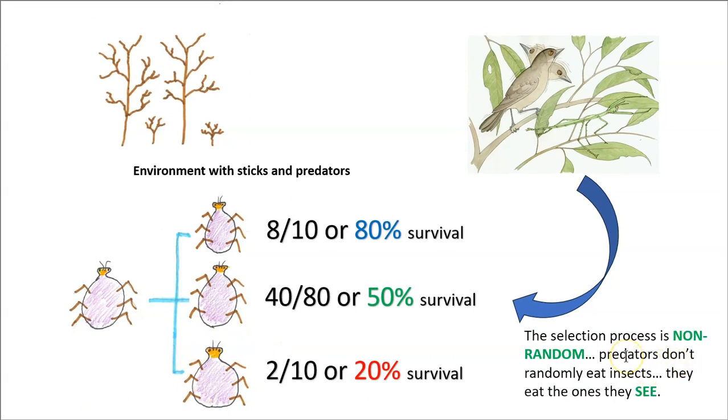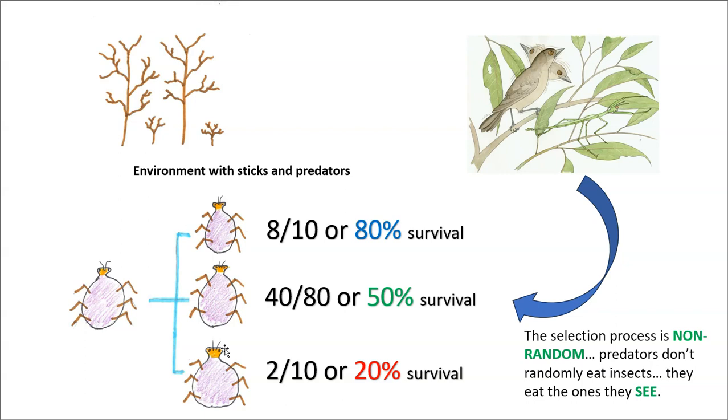Now, this selection process is non-random. Predators don't randomly eat insects. They eat the ones they see. So it's really important to understand that while the variation is random due to DNA mutations and gene mixing, the selection is not random.